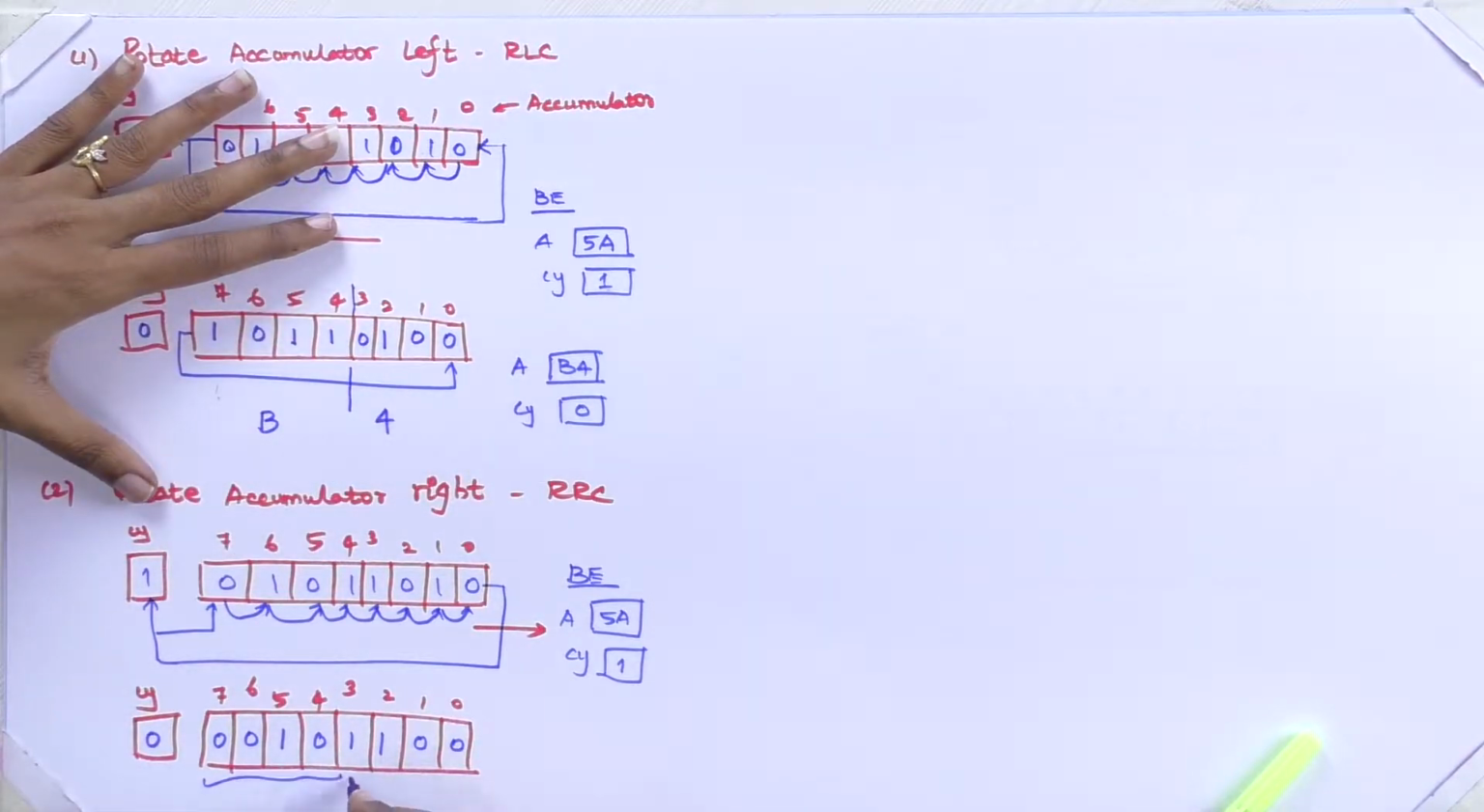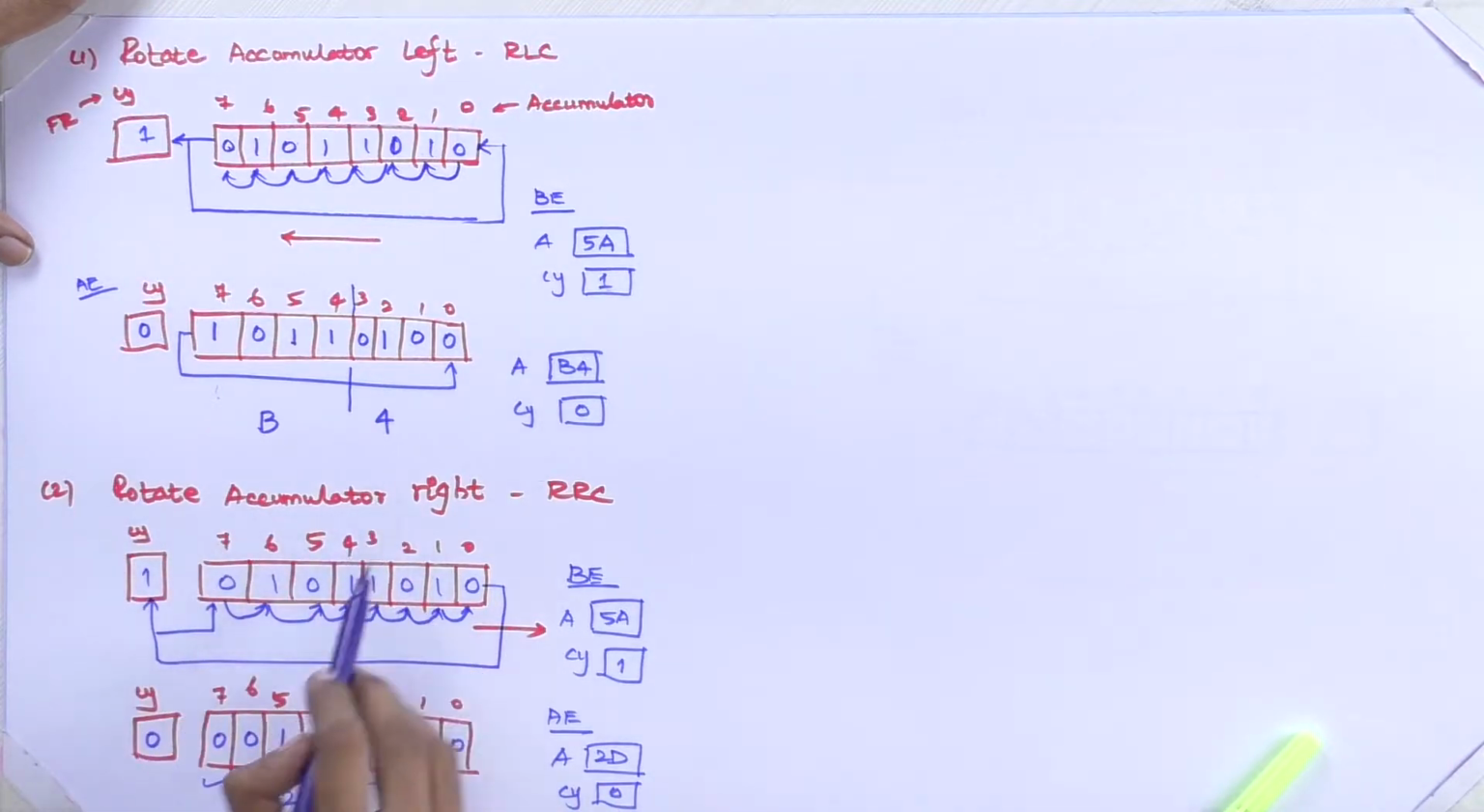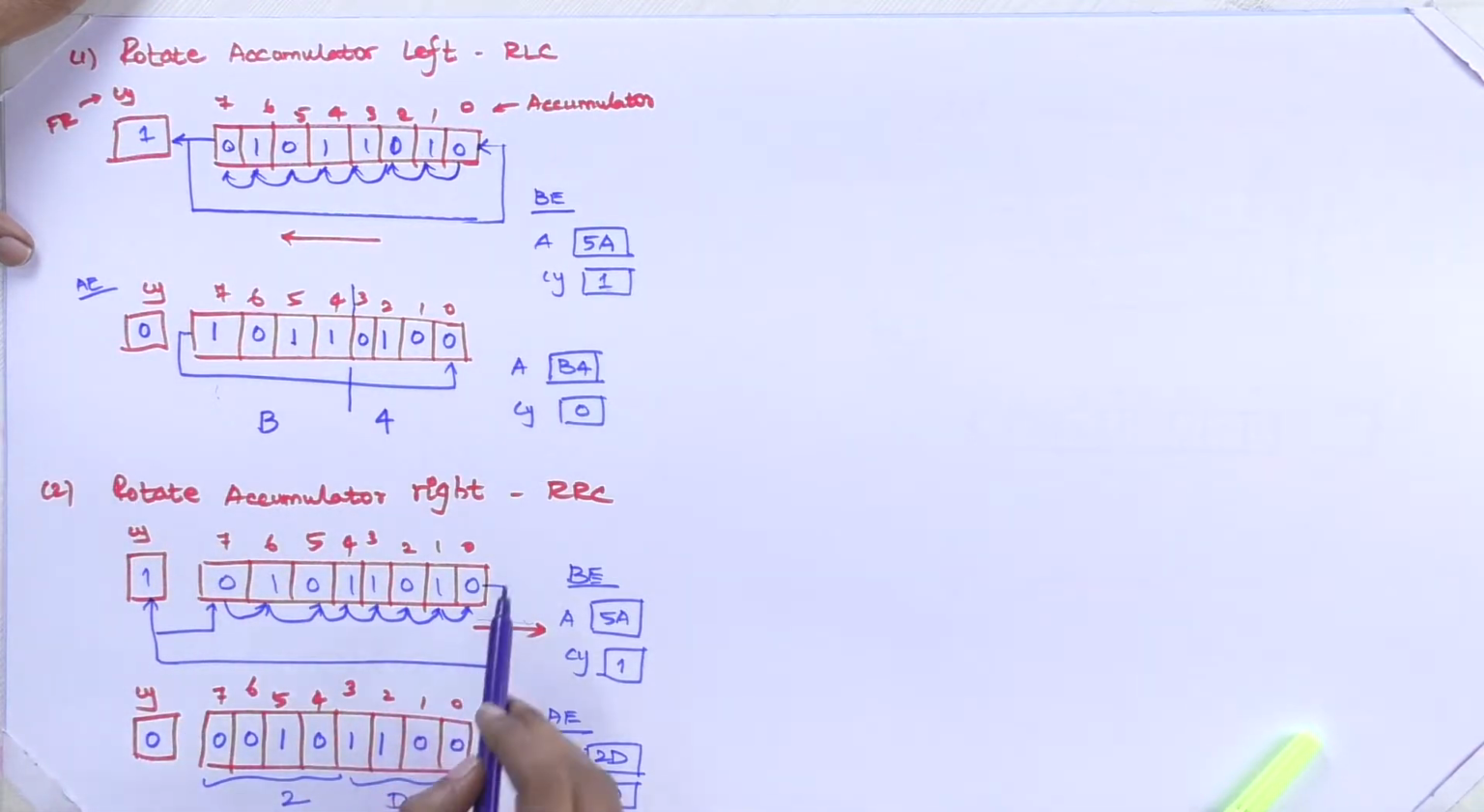Now after execution, what value will be stored in the accumulator? This value is 2 and this value is D. So 2D will be stored in the accumulator and carry has 0. So this is how you rotate the accumulator towards the right direction.